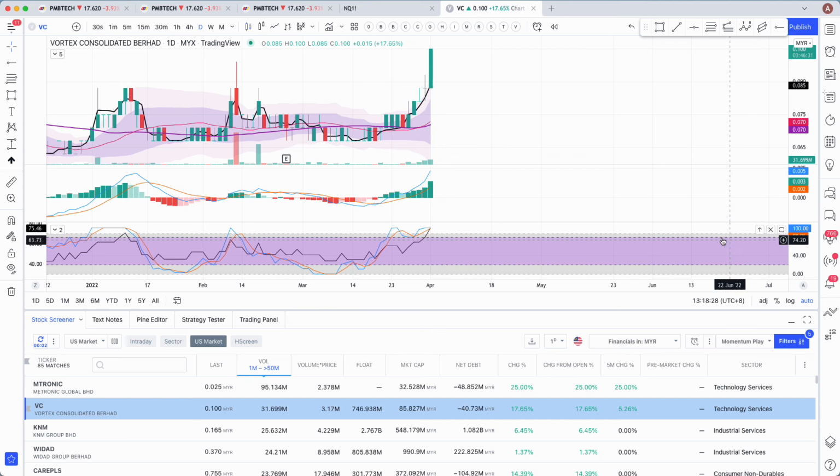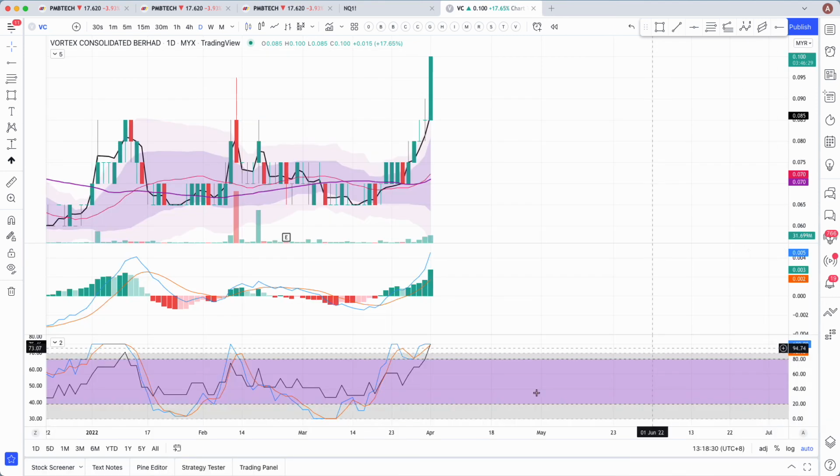So at the end of the day, my point is, although you create your momentum play screener, or momentum setup screener, by the end of the day, you need to know what you really look for, and what your trading strategies are, so that you can make money in the market.